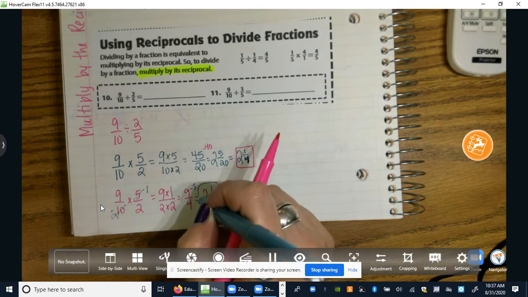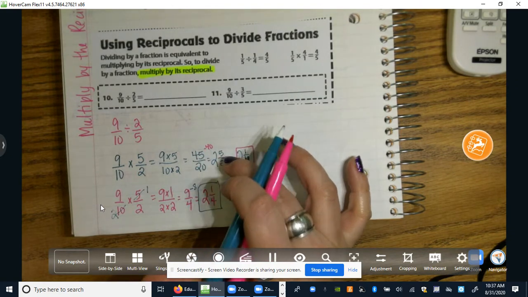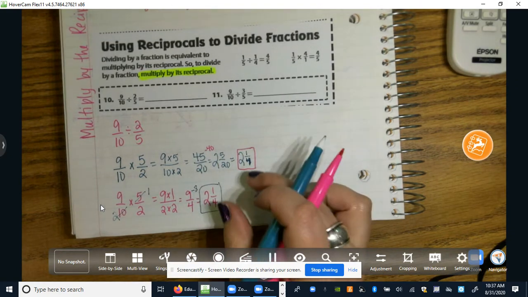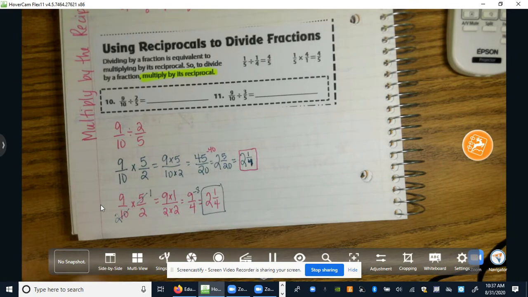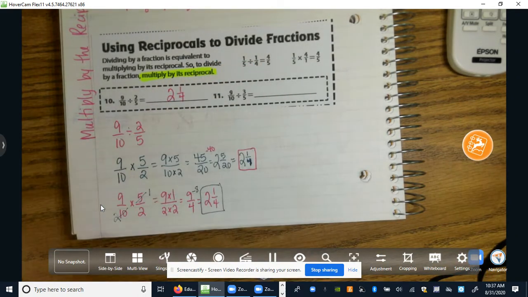So do you see how both of my answers, I did them 2 ways? One, I multiplied then simplified. The other, I simplified then multiplied. I got the same exact answer each time: 2 and 1/4.